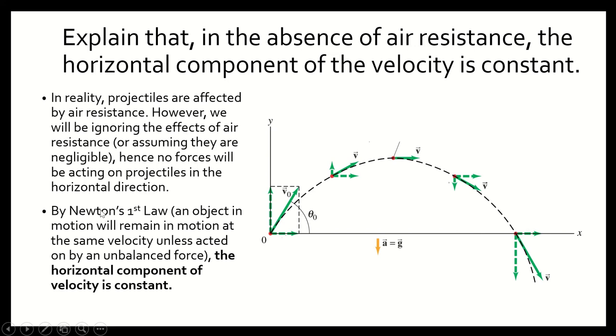And Newton's first law, all the laws are coming in. Newton's first law is that an object in motion will remain in motion at the same velocity unless acted upon by an unbalanced force. And we're assuming there are no unbalanced forces in the horizontal direction because gravity can't be horizontal and we don't have air resistance. So therefore the horizontal component of velocity is constant, which is going to be super useful later for solving problems.